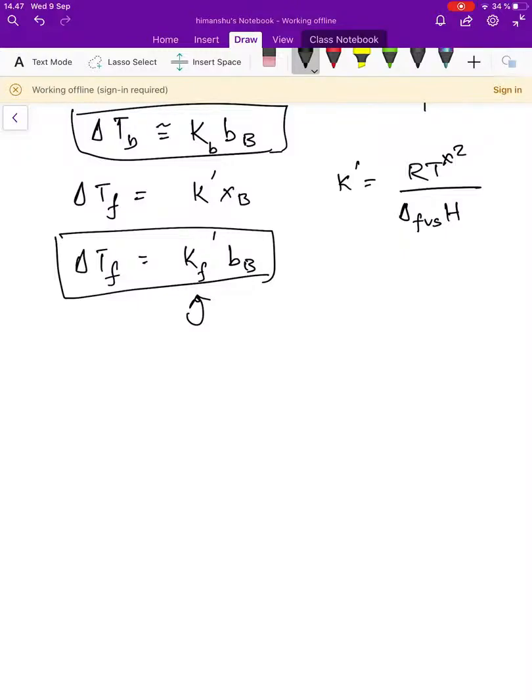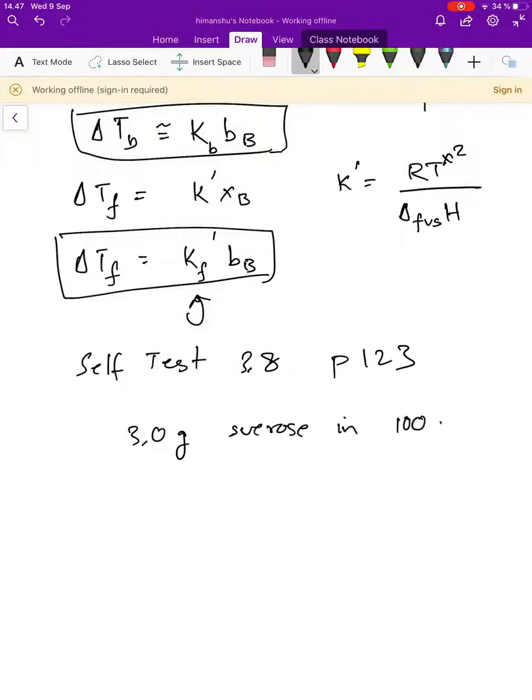We can take an example from the book, Self Test 3.8 on page 123. And here we are asked to estimate the lowering of the freezing point of a solution made by dissolving about 3 grams of sucrose, about 1 cube of sucrose, in 100 grams of water. So you're essentially being asked to find the delta TF.